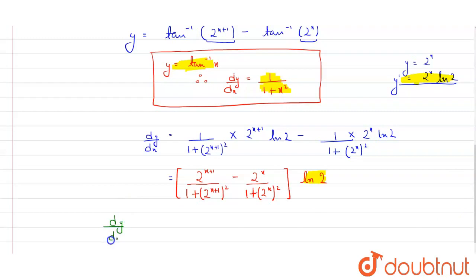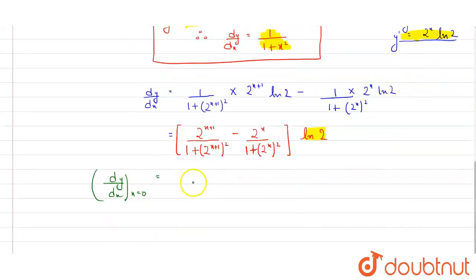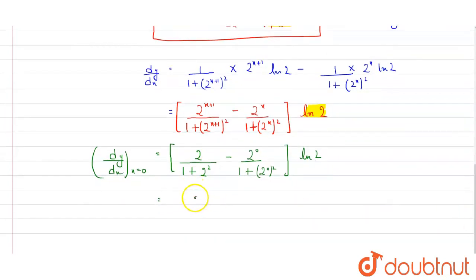In the next step, I have to check it at x equal to 0. So dy upon dx at x equal to 0 will be, just replace all the x with zeros: 2 raised to power 0+1, which is 2, upon 1 plus 2 raised to power 2, minus 2 raised to power 0 divided by 1 plus 2 raised to power 0 whole squared, and here I have ln 2. On further solving, it will be 2 upon 1 plus 4 minus 1 upon 1 plus 1, times ln 2.